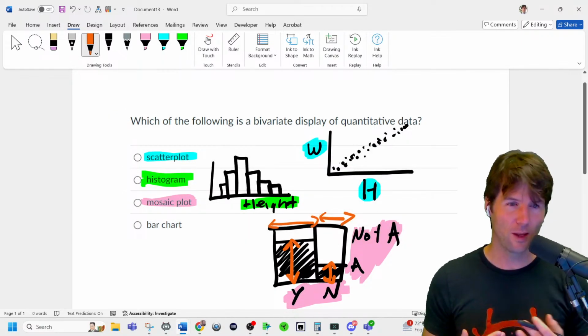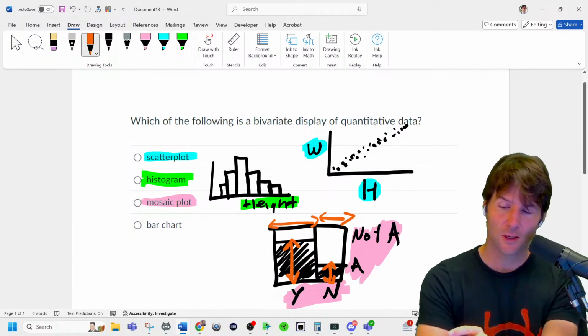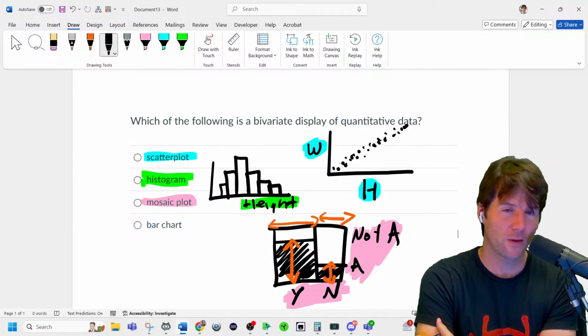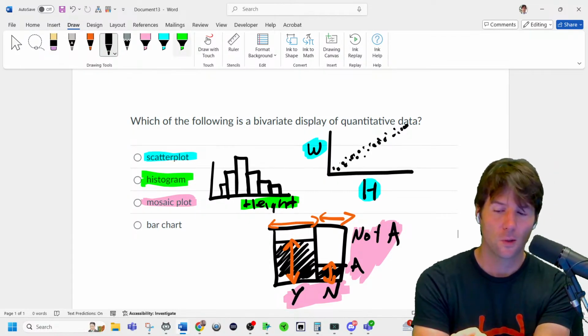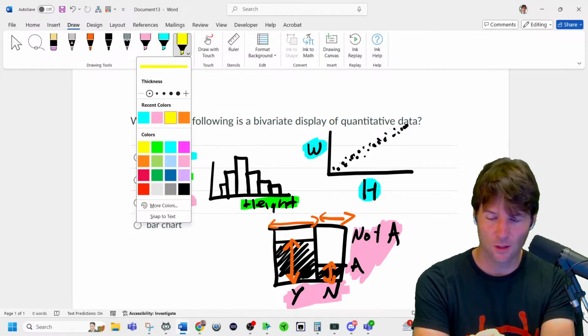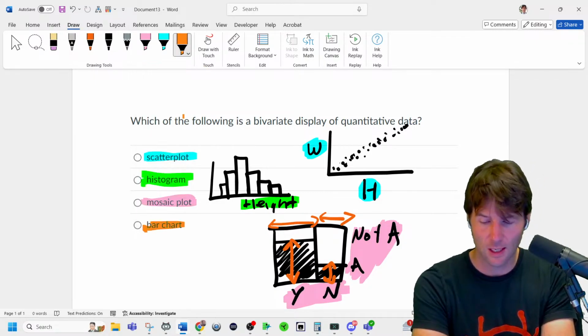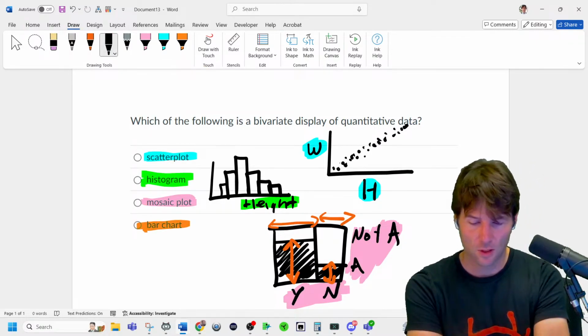We're just kind of doing every one of these. No worries, it's practice. A bar chart, is it univariate? Is it bivariate? Is it categorical? Is it quantitative? What is a bar chart?